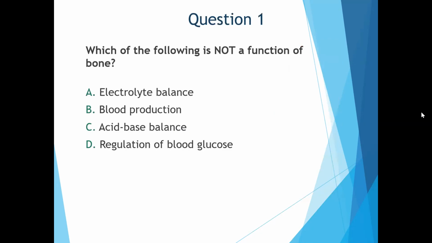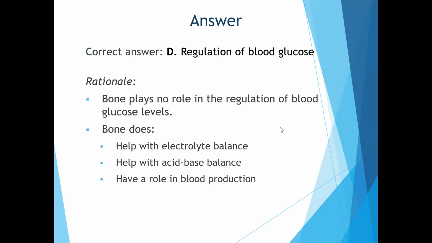All right, that brings us to our first review question. Which of the following is not a function of bone? A, electrolyte balance, B, blood production, C, acid-base balance, or D, regulation of blood glucose. Take a second and think about that one. So D, regulation of blood glucose is not done by the bones at all. Bone does help with electrolyte balance. It does help with our acid-base balance, and it does have a role in blood production. If you need a reminder about those, pop up to the first couple slides.